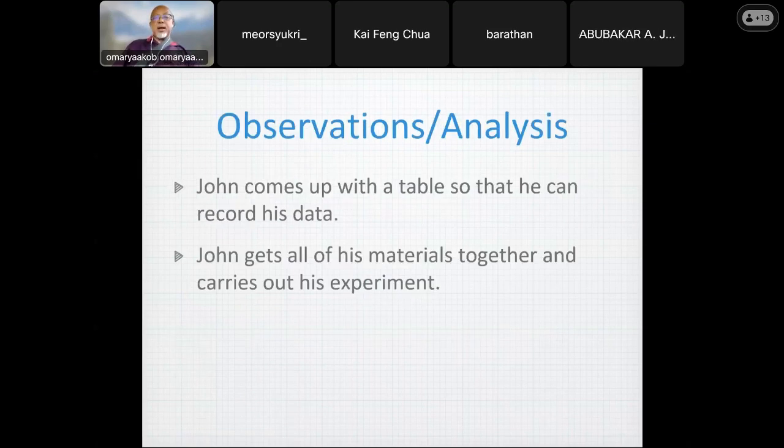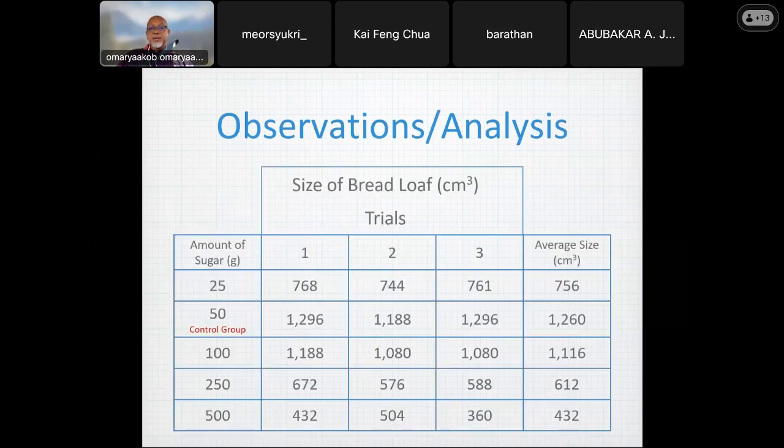And he records all this data in a table, and this is his observation. So by looking at this table, what is your conclusion? Anybody?